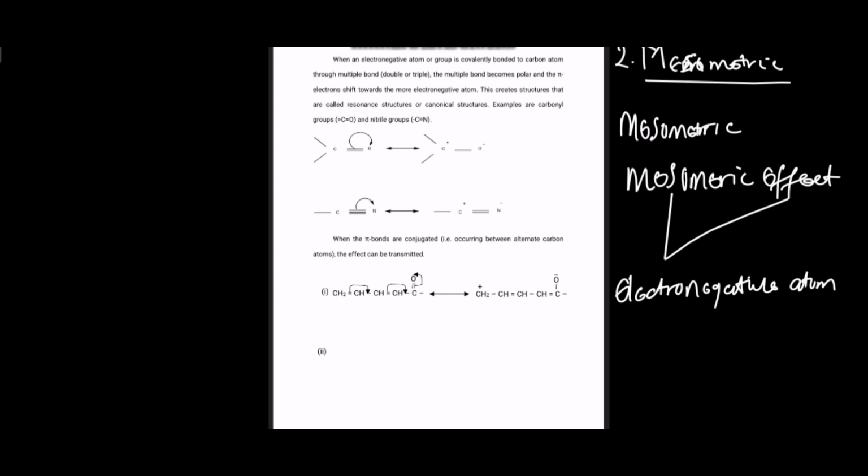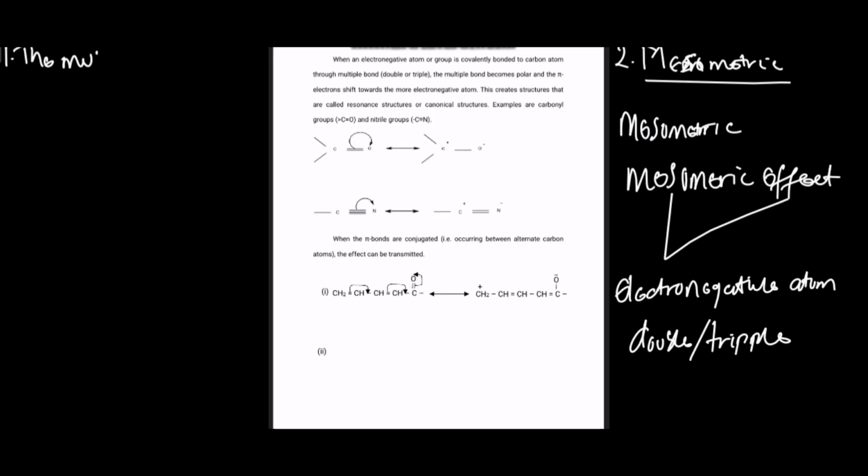Altogether, when an electronegative atom is attached to carbon through a multiple bond, either a double or a triple bond, what happens? Now let me explain what happens when an electronegative atom or group of atoms is attached to carbon through a multiple bond, be it a double bond or a triple bond. When this happens, the multiple bond becomes polar.